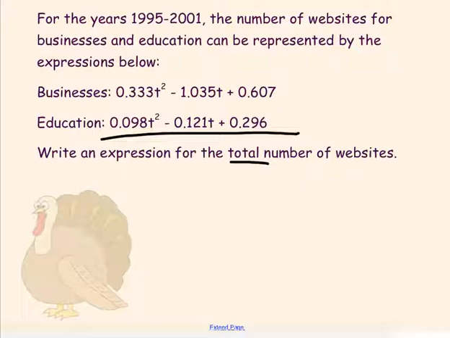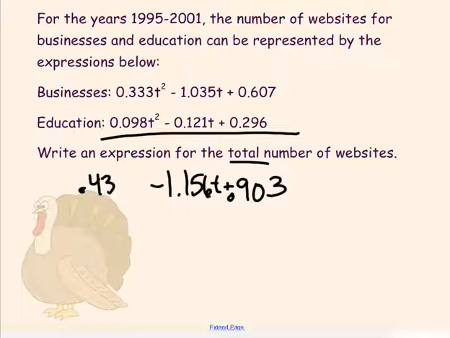So I'm going to add 0.607 plus 0.296, which gives me 0.903, and then I have a negative 1.035t plus a negative 0.121, meaning I can just add the numbers and then realize that it is negative, and I get negative 1.156t plus this 0.903, and then I'm going to add my t squareds to get 0.333 plus 0.098, and so I get 0.431t squared. Okay, and that would be the total number of websites.